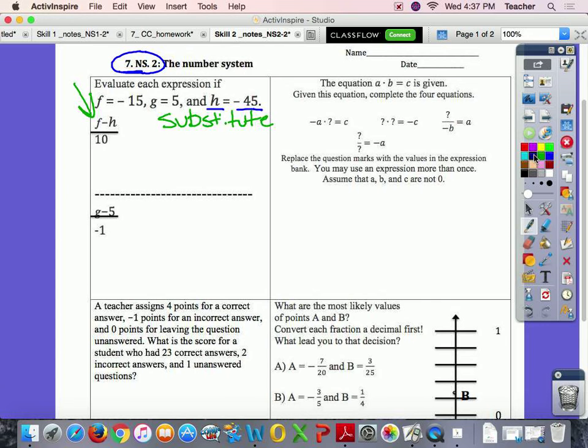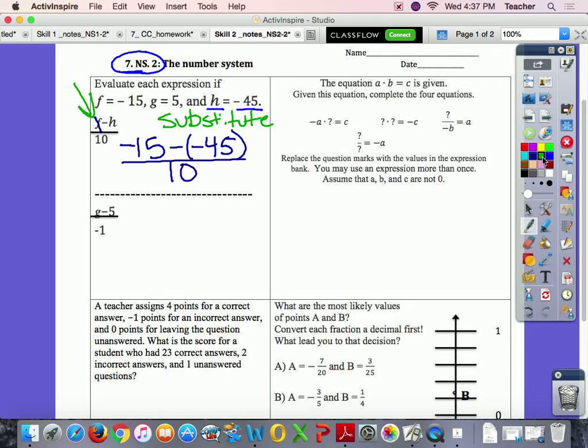We're going to substitute negative 15 minus negative 45. Remember, the parentheses are only to separate these two symbols, these two signs. They do not mean to multiply here. Be careful of that. And then we have divided by 10.